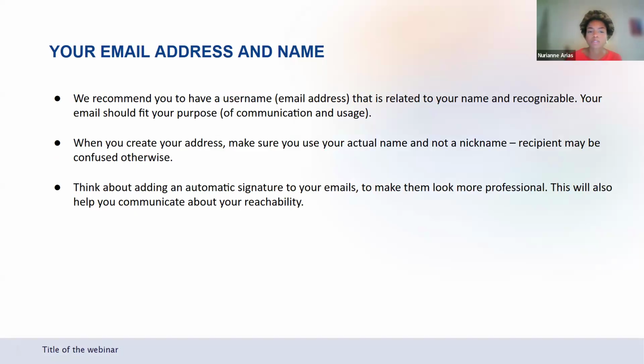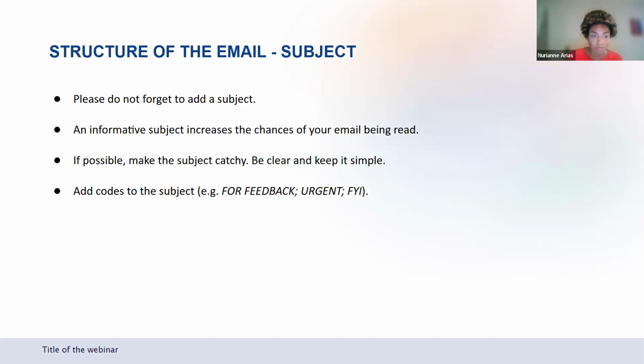Something that fits the purpose, but is also recognizable to someone else. Remember that many emails are identified as spam or phishing, and you can be blocked because of this. So think about having a signature where people can identify you as well.